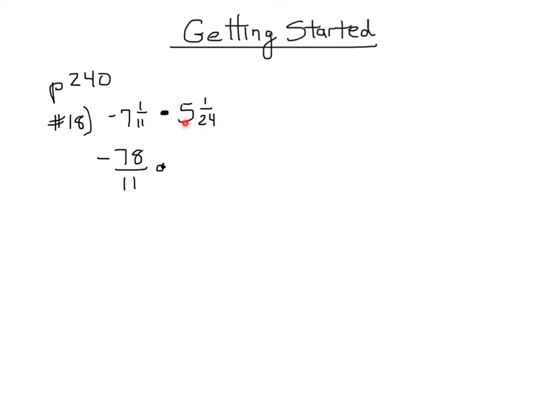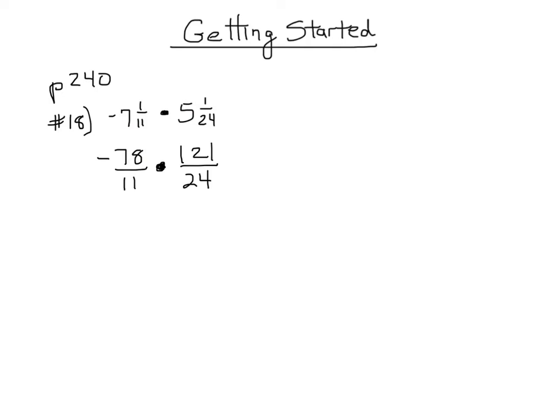24 times 5 is 120. Add 1, 121. And hopefully you have that on your paper. Okay, for multiplication, I do not need a common denominator. I just need to multiply straight across, top times top, and bottoms times bottom, but I don't want to do that yet. First, I want to factor.